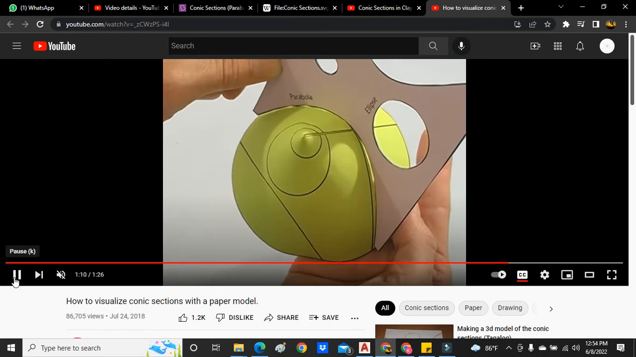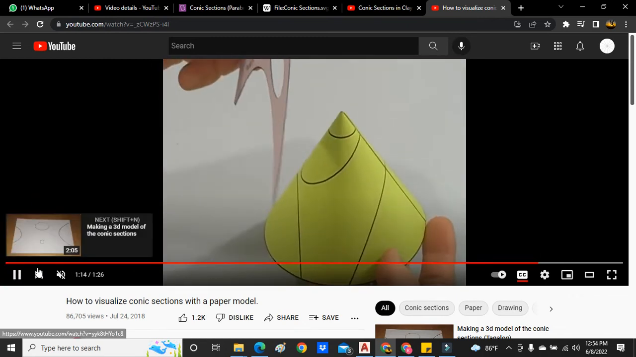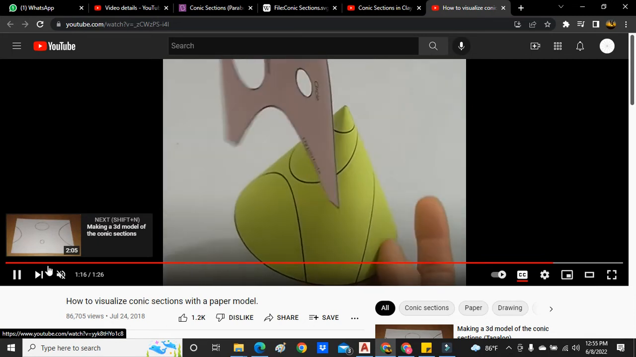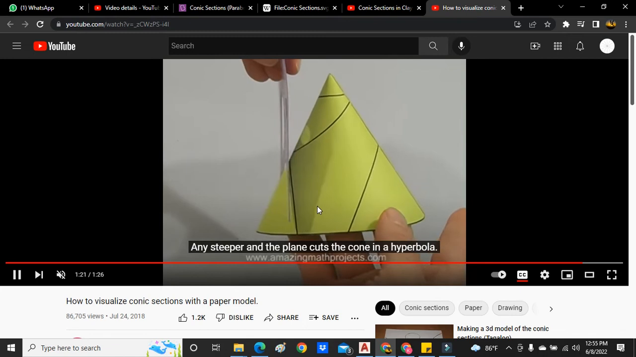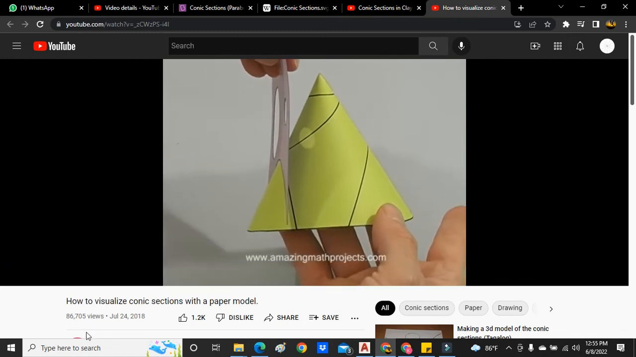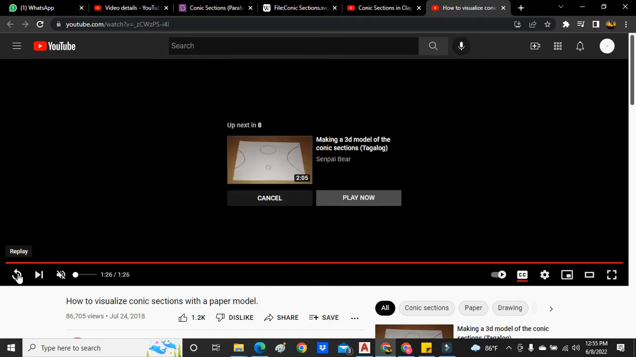It's just memory. And then the last one, if you cut it vertically from the bottom on left side or right side, you get something called a hyperbola. And the hyperbola is this little shape here. That's all the video is about.